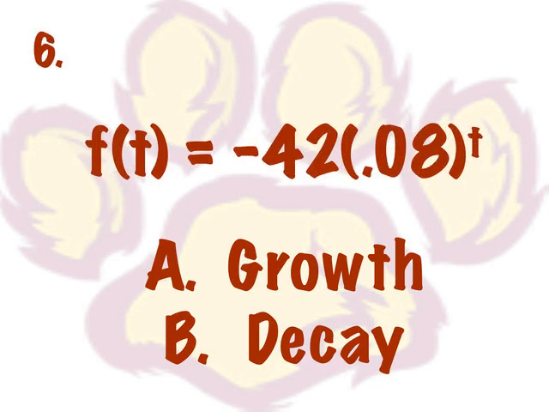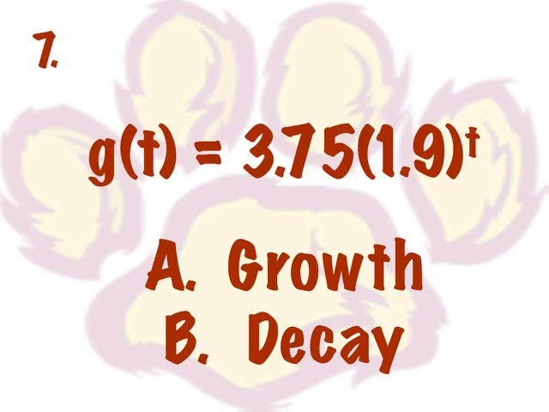Number 6, f of t equals negative 42 times 0.08 to the t power. Is this A, growth, or B, decay? Number 7, g of t equals 3.75 times 1.9 to the t power. Is this A, growth, or B, decay?